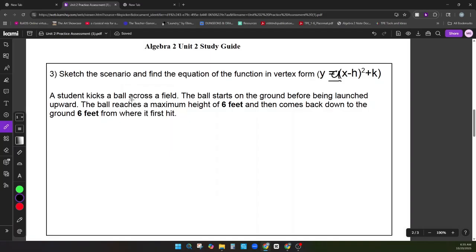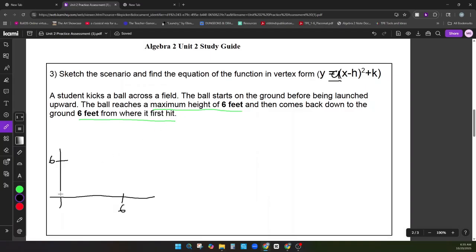A student kicks a ball across the field. The ball starts on the ground before being launched upward. The ball reaches the maximum height. I'm going to highlight that because that's going to be relevant. Maximum height of 6 feet, then comes back down to the ground 6 feet from where it was first hit. So I have my 2 pieces of information that's going to help me sketch my graph. I know my maximum height is going to be at 6, and my maximum distance is also going to be at 6.